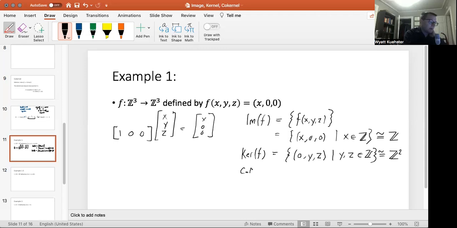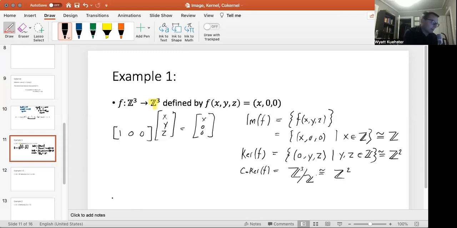And then the cokernel is just the codomain, which is Z^3, divided by Z^1. And this is isomorphic to Z^2. So both the kernel and the cokernel are isomorphic to Z^2.